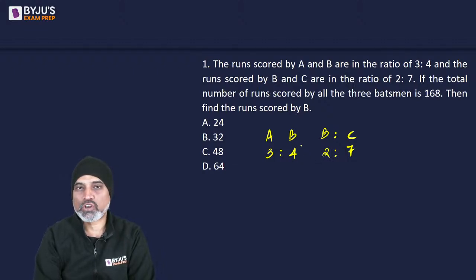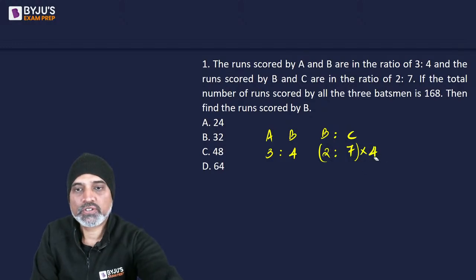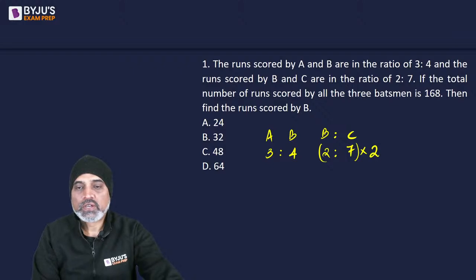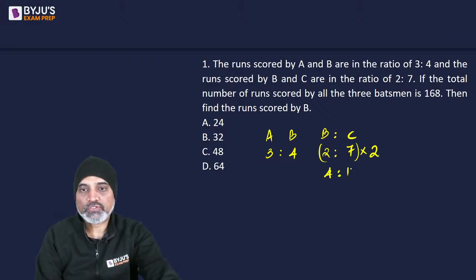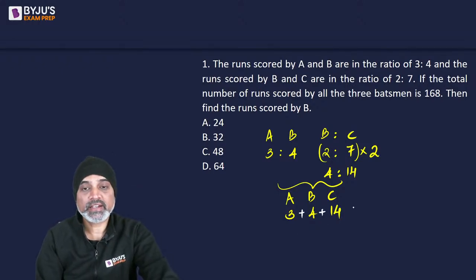B is common in both the ratios, but the corresponding value is not the same. So we have to make it the same. For that, I'll multiply the second ratio by 2, sorry, not 2, by 2... so that we get 4:14. So now we can see how many runs A made, and how many runs B and C respectively made. Now, if we add all the runs they made, the total is going to be 21.